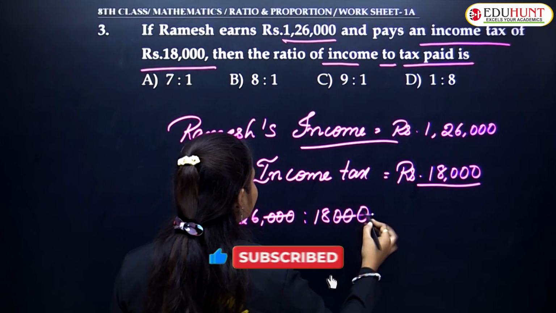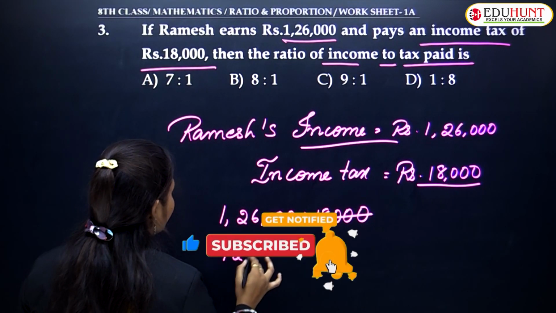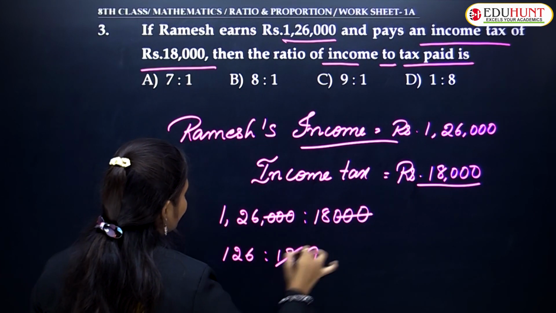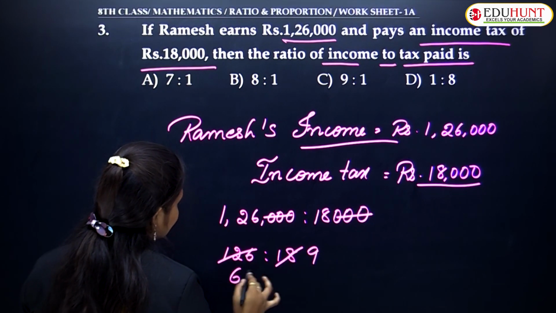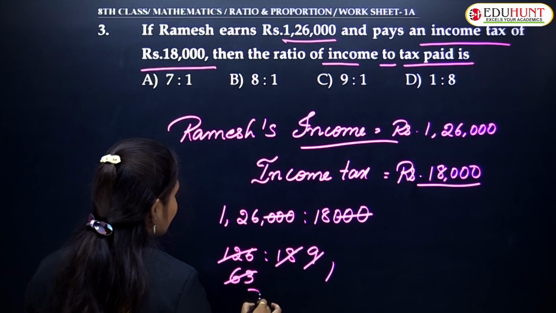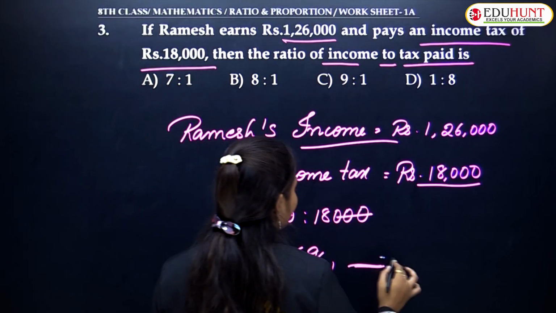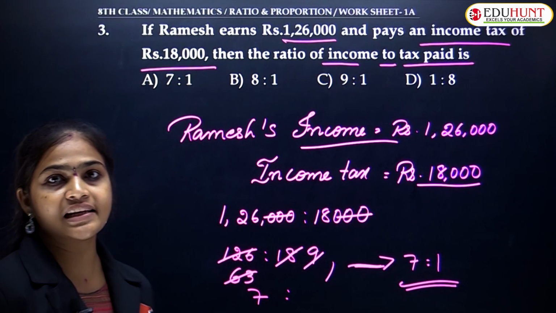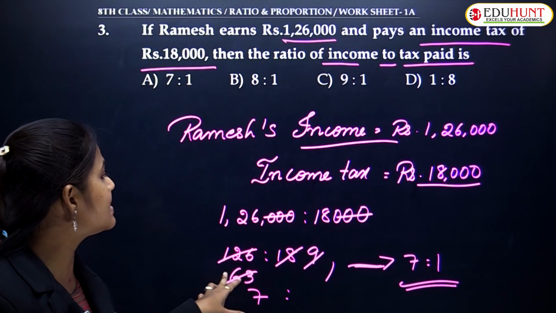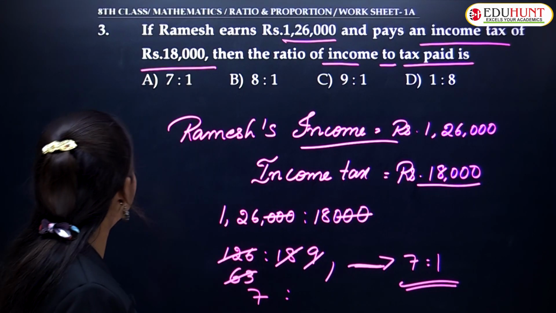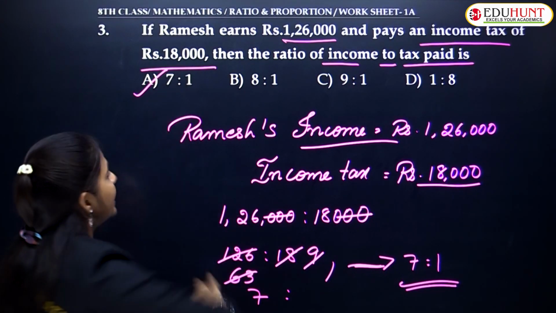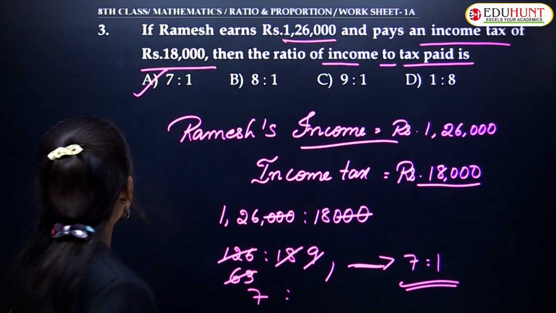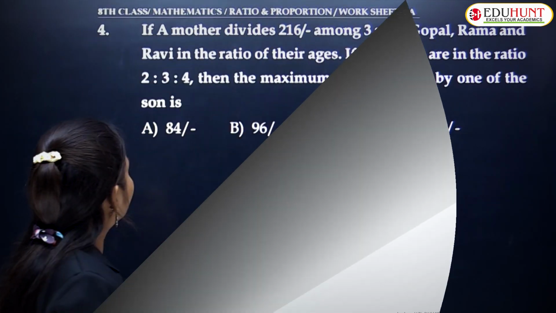The 3 zeros and 3 zeros get cancelled, and 126 to 18 cancels by 9: 9 twos are 18, and 9 fourteens are 126, which gives 7. So what is the ratio here? 7 is to 1, the ratio of income to tax paid. Which option is correct? Option A is correct, that is 7 is to 1. Understand?